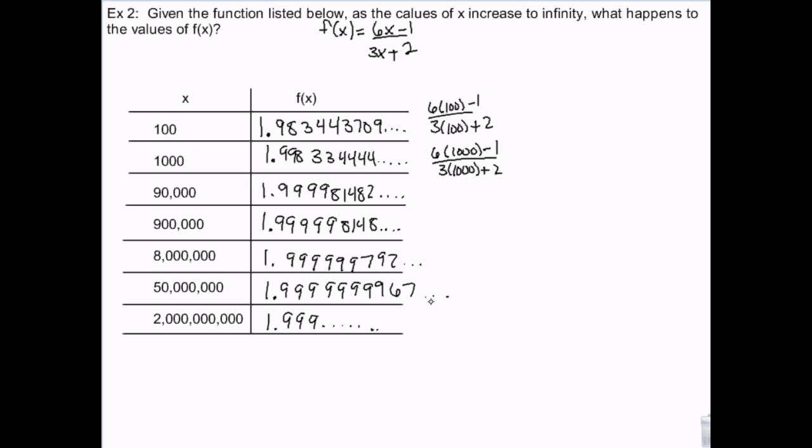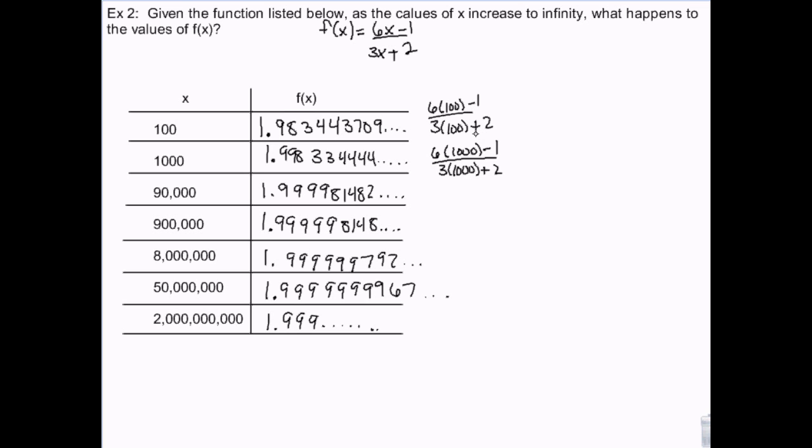And I plugged in 2 billion here. And I still didn't hit 2. If I plugged in 5 billion, I would just get more 9s down the list. And I'm just going to keep getting more and more 9s before I start getting other numbers. But I'm never going to actually ever hit 2. Because the fact that this is a -1 and this is a +2 makes this odd and this even. So it will never divide evenly as a 2.